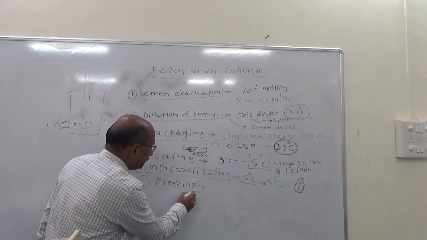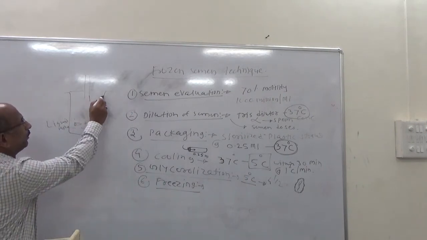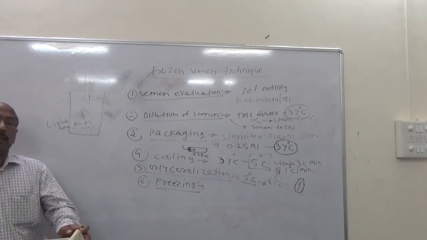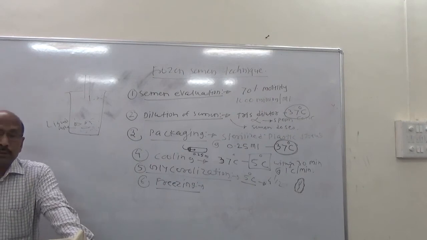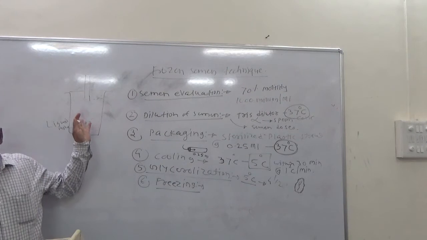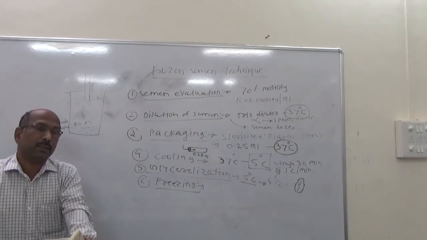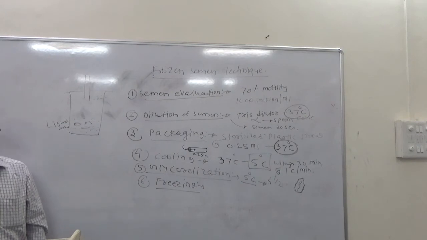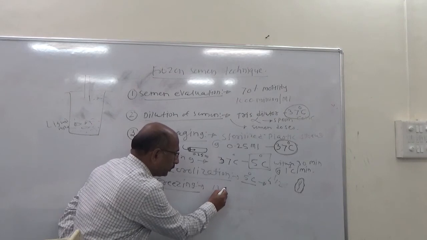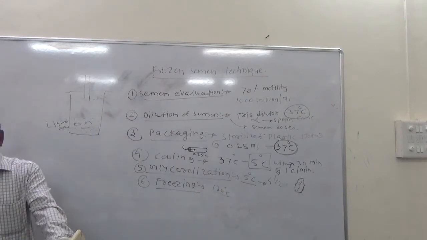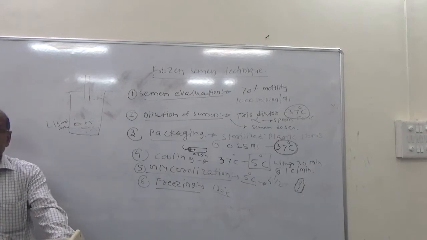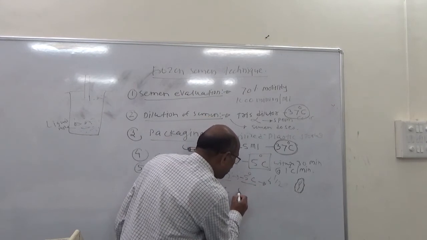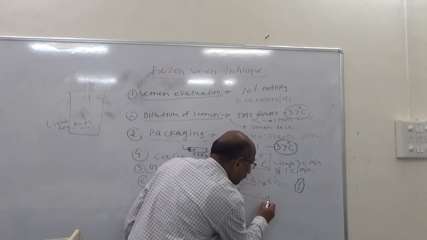Next step is the freezing process. After the glyceration period in the cold cabinet at 5 degrees centigrade is over, semen straws are exposed to liquid nitrogen vapor at a temperature of about minus 130 degrees centigrade, and the temperature of the semen is reduced from plus 5 degrees centigrade to minus 130 degrees centigrade.